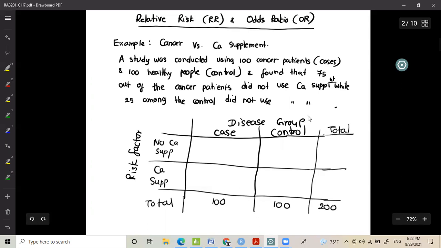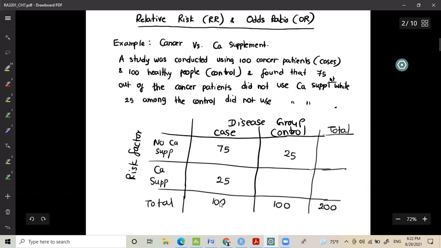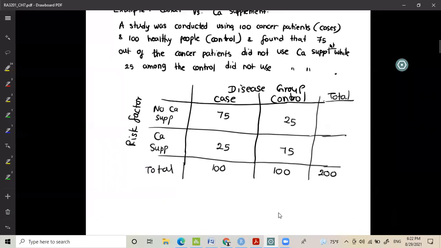So you have 100 cases, 100 controls, altogether 200. And it says that out of the cases, 75 did not take the supplement. So case, no calcium supplement 75, the rest 25 will go here. And among the control group, it says 25 did not use and the rest 75. So it's a coincidence that you have 75, 25 swapped. Now, in the row wise also you have 100 in this case, right? So altogether there are 100 who did not take calcium supplement and 100 who took calcium supplement.